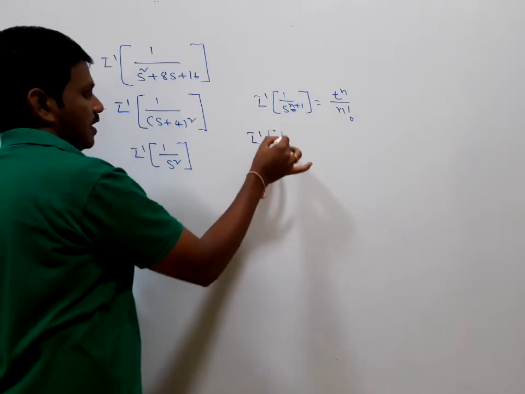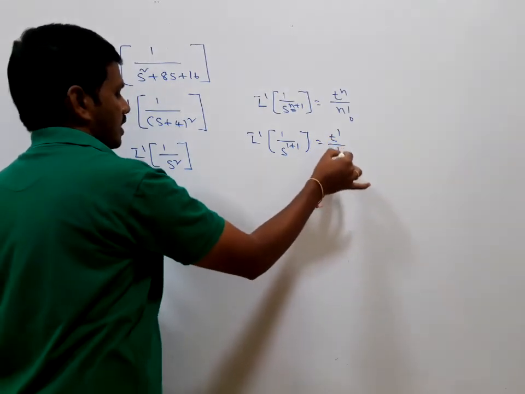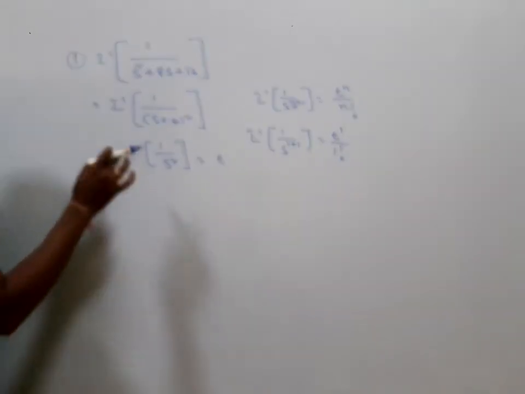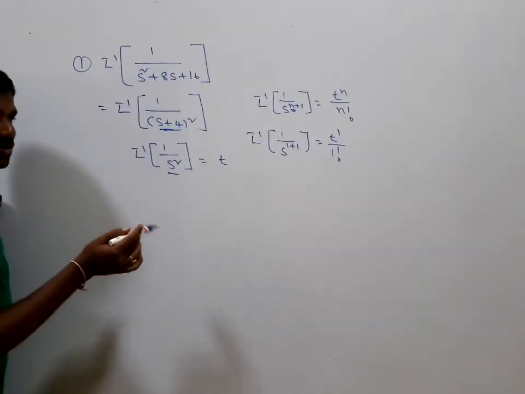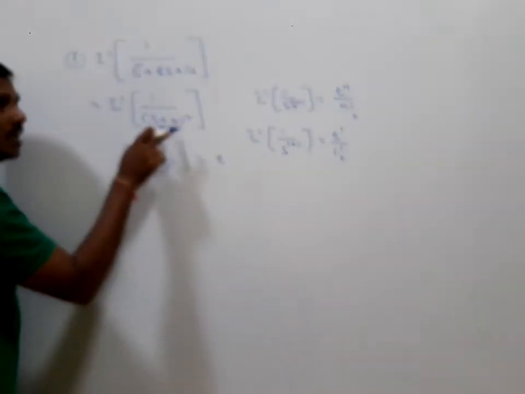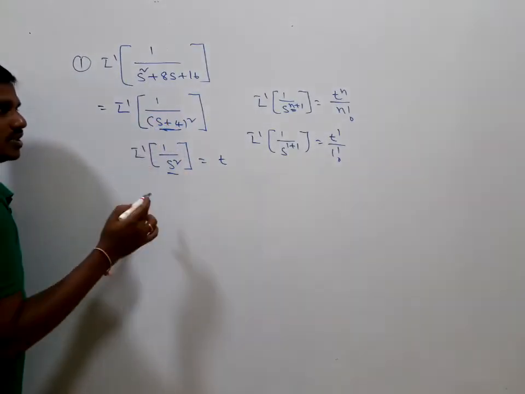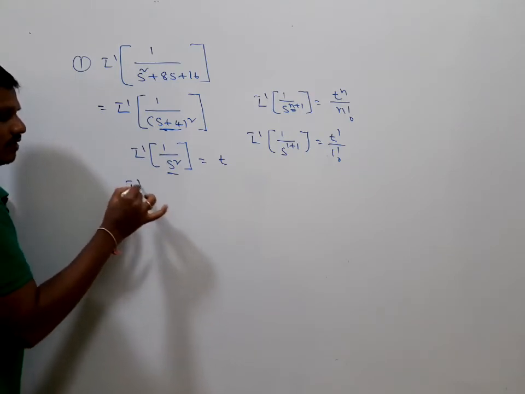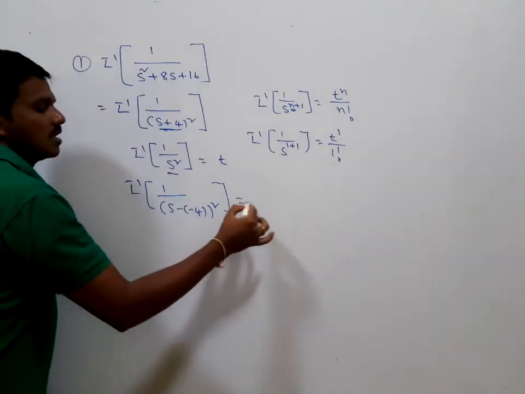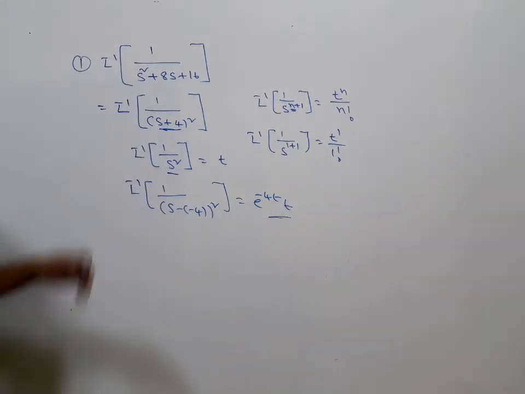L inverse of 1 divided by s to the power of 1 plus 1 is equal to t to the power of 1 divided by 1 factorial, which is equal to t. Here, instead of s, s plus 4 is there. So s is replaced with s plus 4. That means we combine e to the power of minus 4t. By the first shifting theorem, L inverse of 1 divided by s minus of minus 4 is equal to e to the power of minus 4t into t. Without expanding the partial fractions also we can get this one, right?